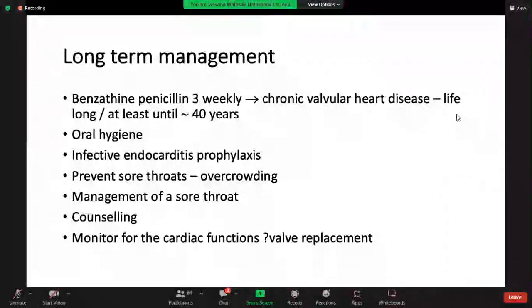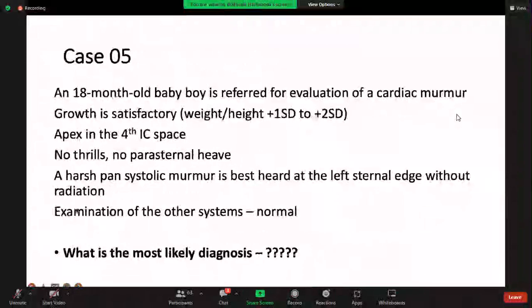So it's mandatory for you to learn about rheumatic heart disease management. So just refer to the American Heart Association rheumatic carditis guidelines. So you have to know about this management. Right. So any question? Any question on rheumatic? Then shall we quickly move on to this case?